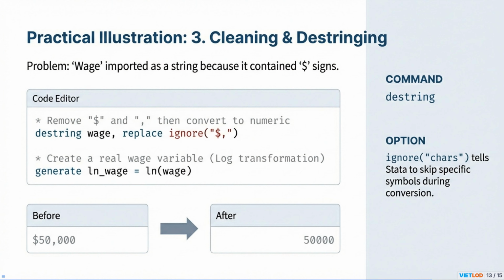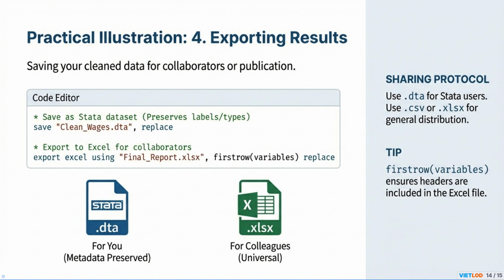The problem we often encounter is that a numeric variable, like wage, might be imported as a string because it contains non-numeric characters, such as dollar signs and commas. You cannot perform mathematical operations on a string variable. To fix this, we use the destring command. The destring command converts a string variable to a numeric one. We use the replace option to overwrite the original string variable with the new numeric version. Crucially, we add the ignore("$,") option, which tells Stata to simply ignore any dollar signs or commas it encounters during the conversion process. This is a powerful and efficient way to clean messy numeric data.